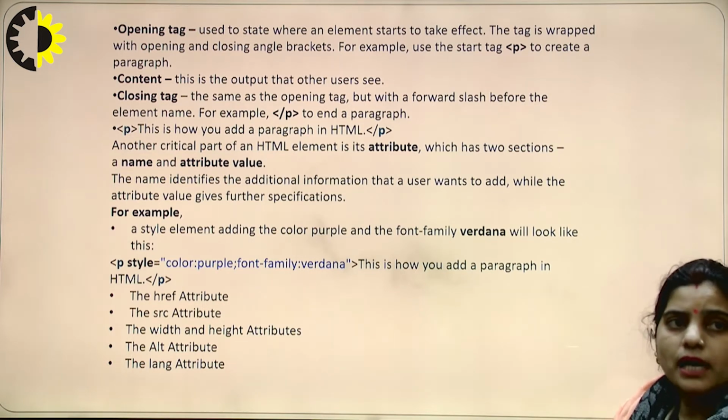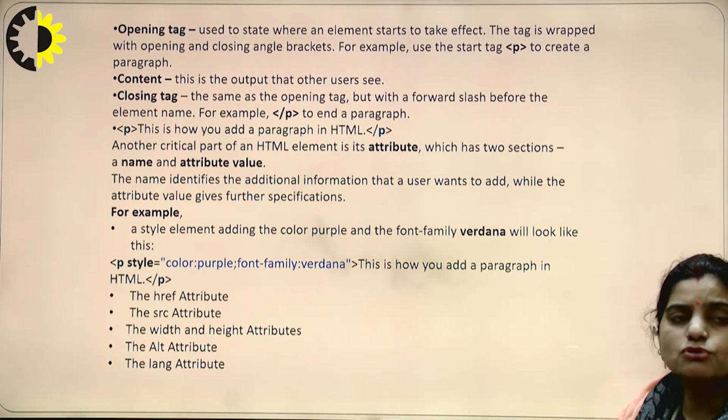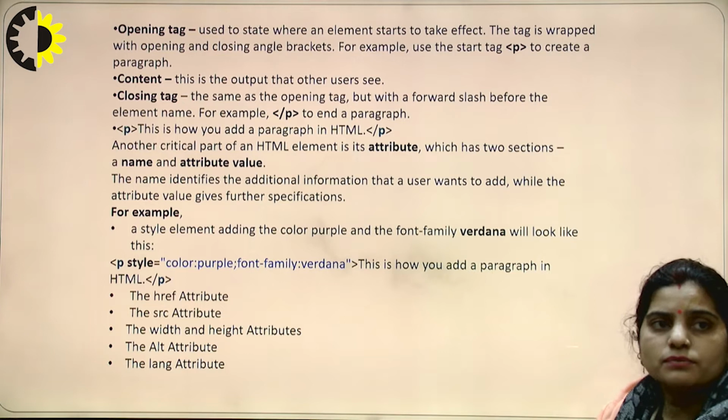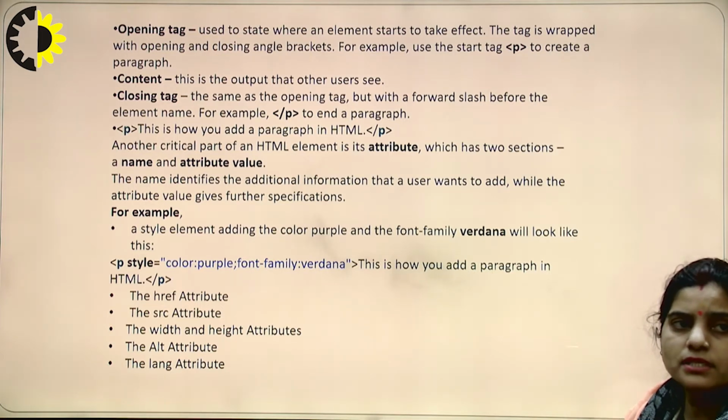Next one is the href attribute, the hyperreference attribute. Third one is the src attribute, which is known as the source attribute. Second one is the width and height attribute. Next one is alt, and the last one is the lang attribute.